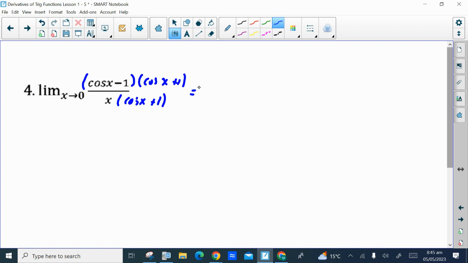So the reason this works is now we're going to have the limit as x approaches 0. When you multiply those out on top, you're going to get cos squared x minus 1. The front terms multiplied together give you your cos squared x. The outer and inner cancel. The last terms, negative 1 times 1, is negative 1. And on the bottom, we'll have x times the cos of x plus 1, which I'm going to leave in factored form.